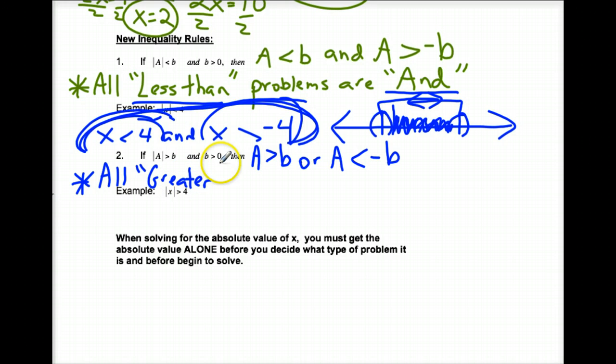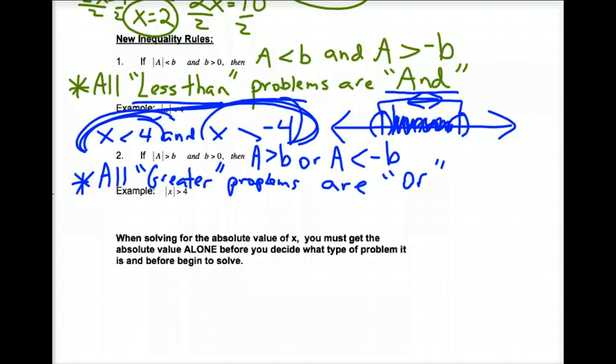All greater problems are, guess what word rhymes with greater? You gotta say it strangely. Everybody say greater. Greater rhymes with or. Say it. What is memorized? Greater. Greater. Greater rhymes with or.